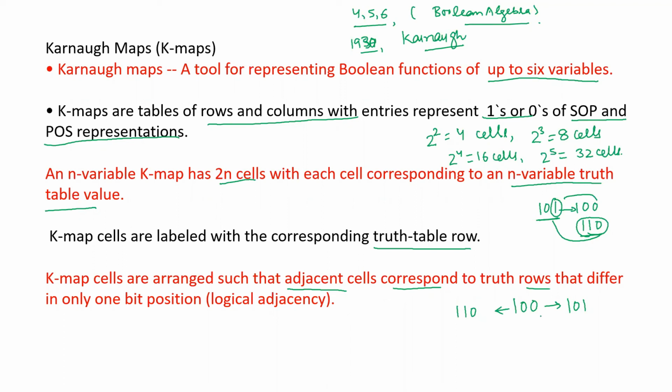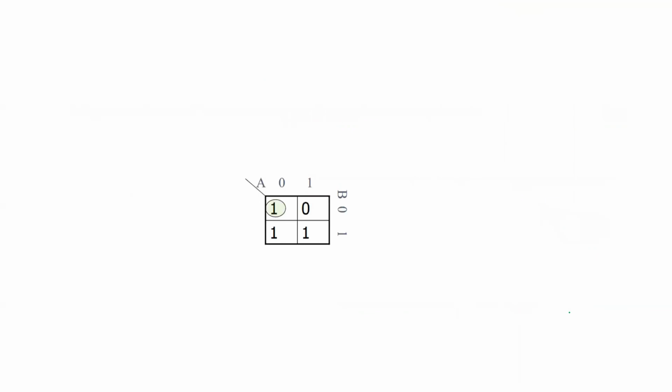So any one bit can change, either 110 or this. If this is your 4, then this will be 6 and this will be 5. Likewise. We will be discussing this now. Suppose this is your K-map and you want this to be implemented.